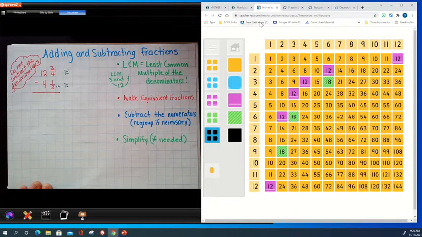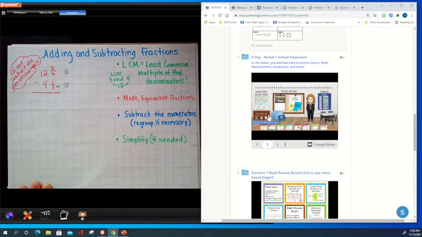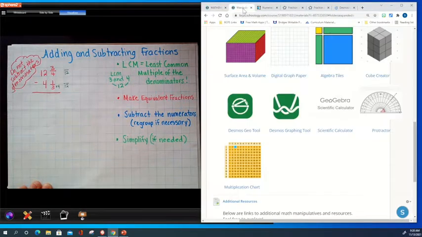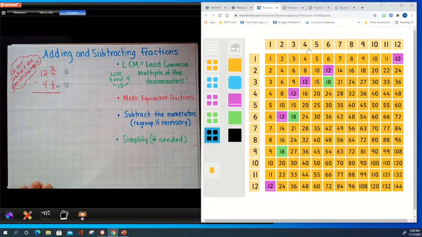And again, using that multiplication chart, I have it up over here. You can find it in our virtual classroom, online math tools. It'll open up this window and it's down here at the bottom. This is great. If you need this for any purpose whatsoever, it's here. So if you're having a hard time with your least common multiples, you can come over here, skip count by 3s, skip count by 4s, and voila. Least common multiple.